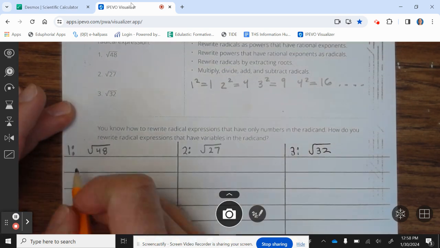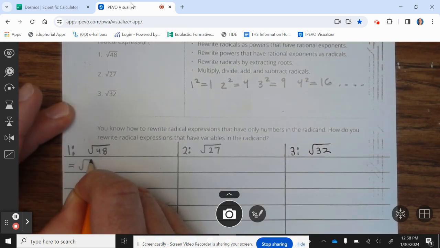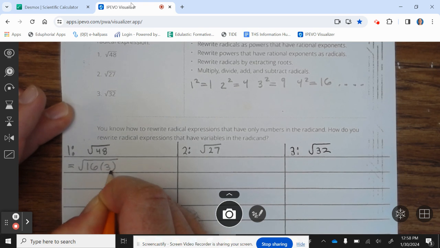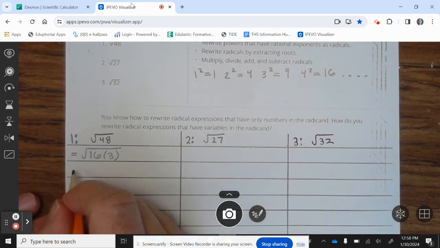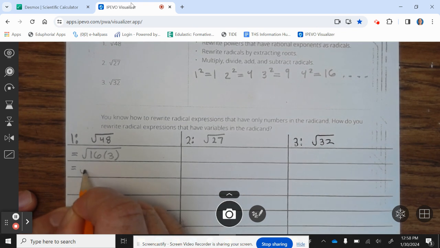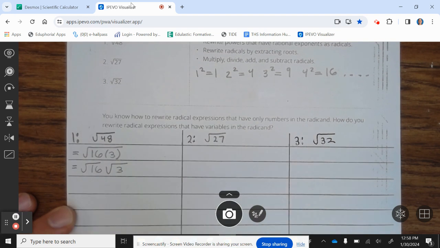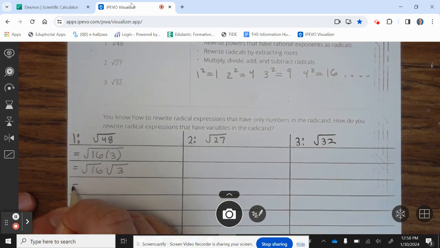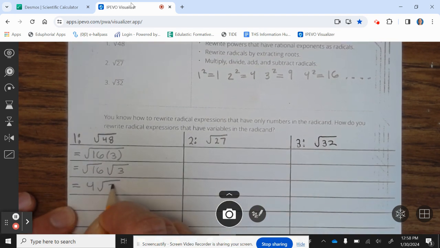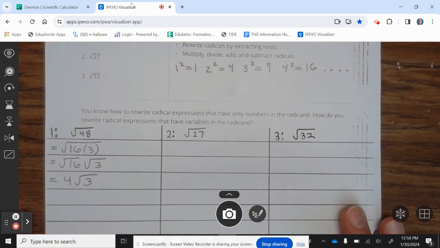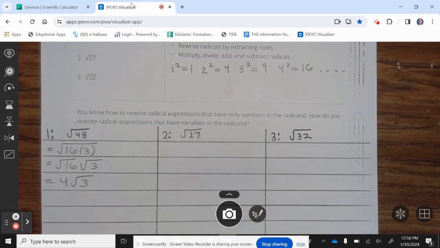So we can rewrite the square root of 48 as 16 times 3. Okay, so then we can rewrite that as the square root of 16 times the square root of 3. Square root of 16 is 4, so that's 4 square roots of 3. All right, go and finish up number 1. Let's take a look at number 2.